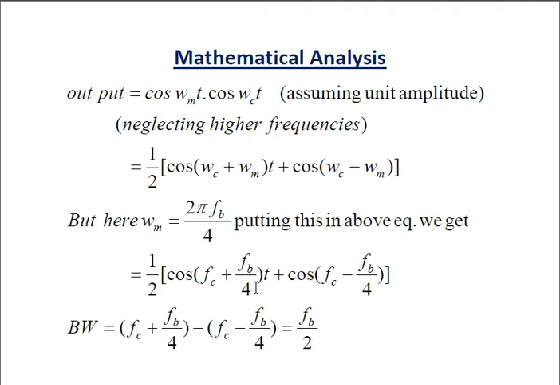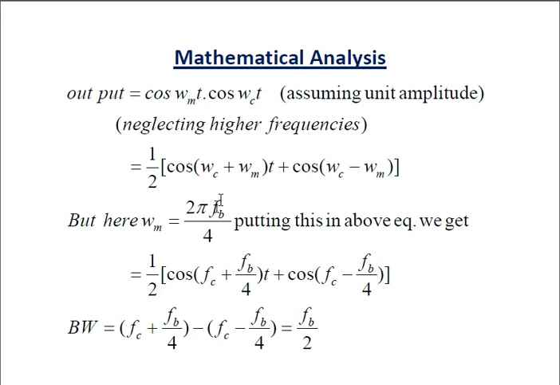In the mathematical analysis, we have seen that the output is assumed as cos omega mt times cos omega ct, neglecting the higher frequencies. We convert this equation using cos A cos B, which gives 1/2 cos (omega c plus omega m)t plus cos (omega c minus omega m)t. But we know from my previous video that the modulating frequency omega m is equal to 2 pi fb upon 4.